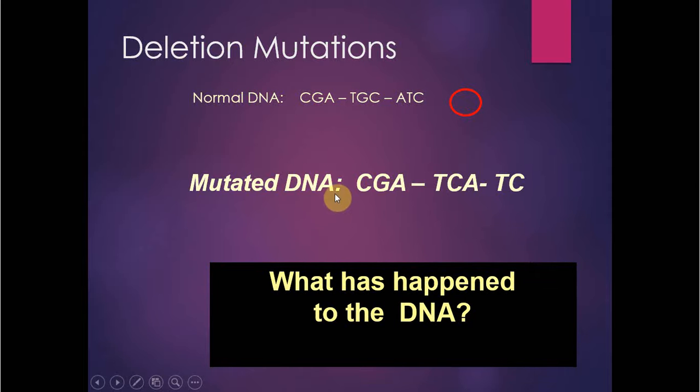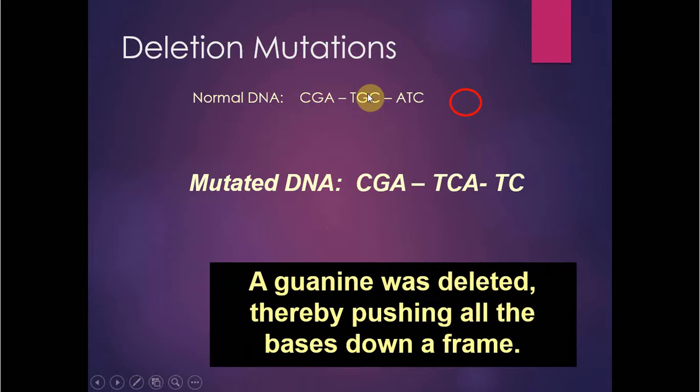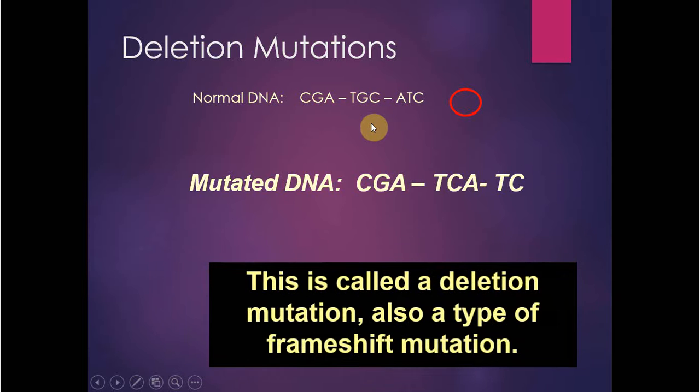What has happened to the DNA? For example, this is CGA, this is TGC, this is ATC. Now, if one of the bases, such as this base, is deleted, what will happen to the DNA? A guanine was deleted, thereby pushing all the bases down a frame. This is called a deletion mutation, also a type of frameshift mutation.